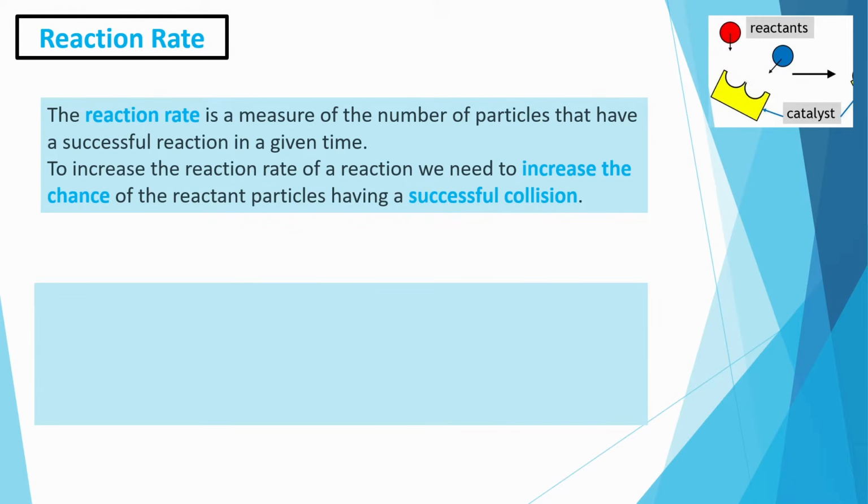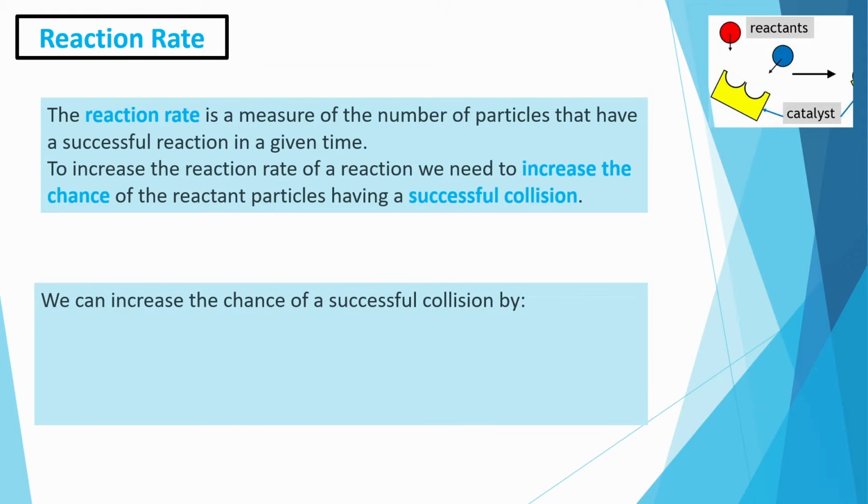So the reaction rate is a measure of the number of particles that have had a successful collision in a given time. Successful reaction, I might say. To increase the reaction rate of a reaction, we need to increase the chance of the particles having a successful collision. Okay, so we're going to make it more likely that the collision is successful. And remember, to have a successful collision, two things have to happen. You have to hit, and you have to have enough energy when you collide.